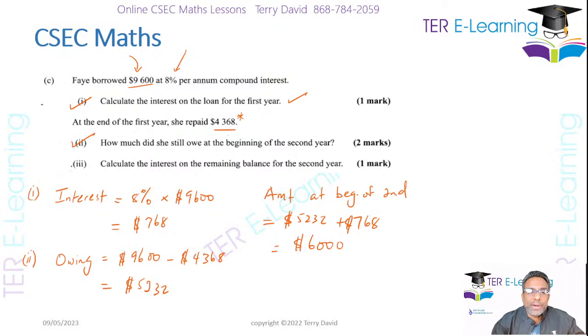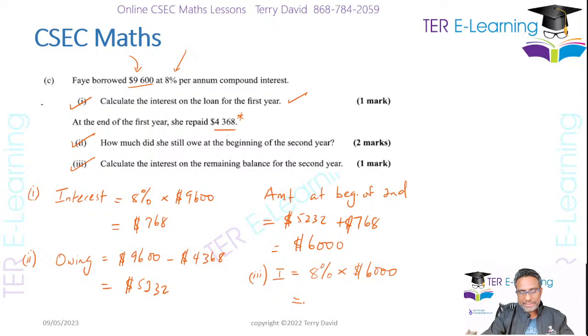That's part 2. And the next part, calculate the interest on the remaining balance for the second year. Now, because of how they worded the question, they made it a little simpler. All we need to do to work out the interest is to find 8% of that $6,000. That is 0.08 multiplied by 6,000, and that's going to give me $480. So that's the interest that she has to pay in the second year.